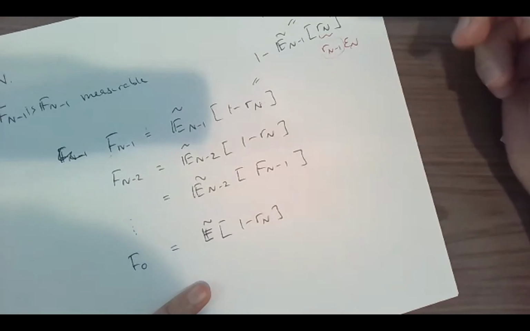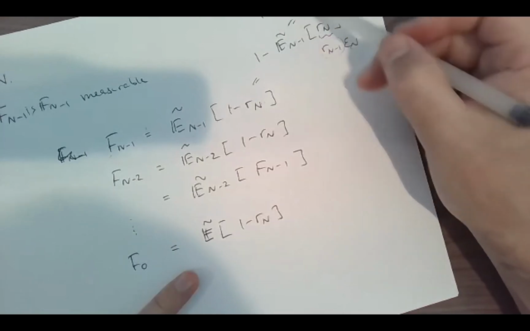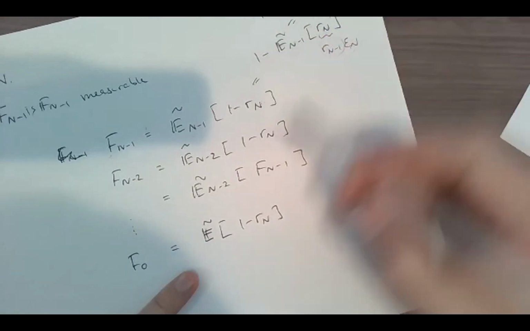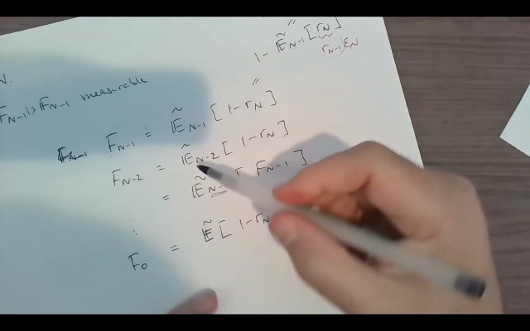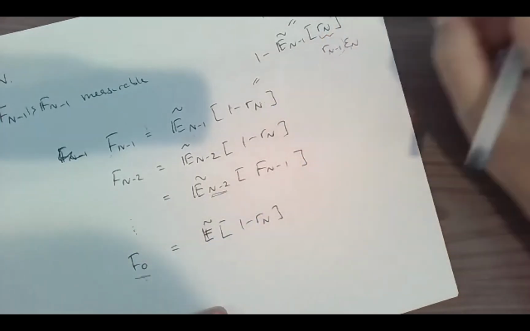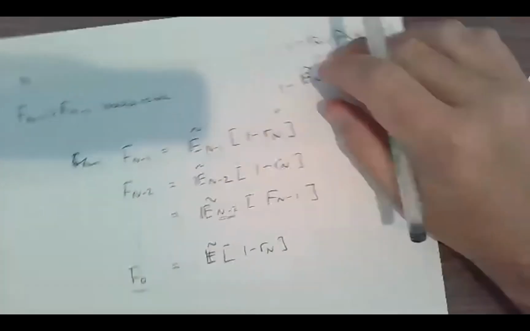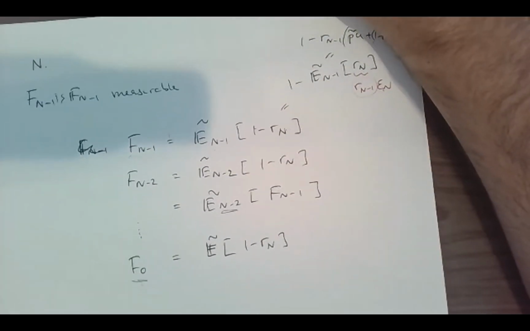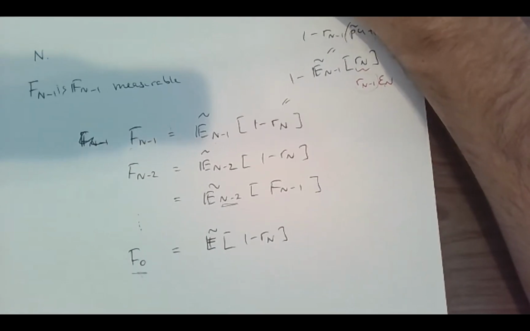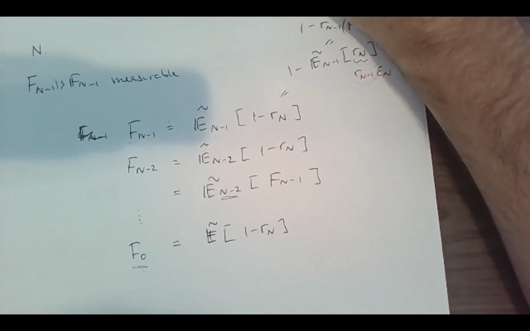So if you're going to get Fn-2, then you have to compute the conditional expectation of this quantity here, given Fn-2, and then you keep doing that until you get to F0. All right. Okay. Got it. Thank you. Okay. Other questions or comments?